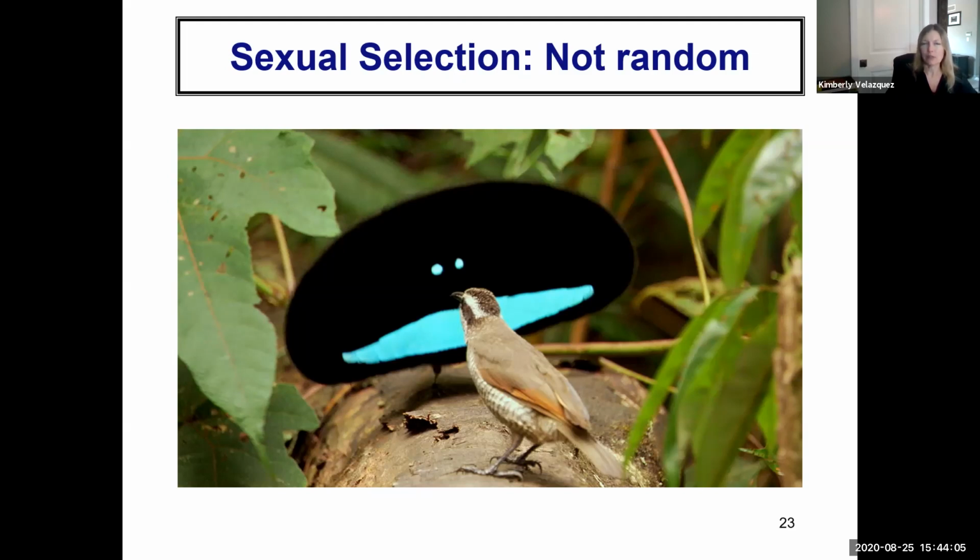So in some organisms, it's usually the female who is deciding who is going to get to pass their genes on to the next generation. So sometimes allele frequencies in a population can be altered by who the female is choosing and who she's not.